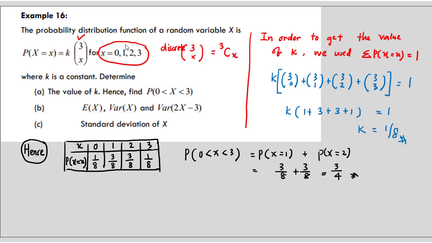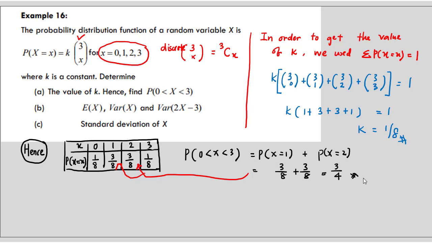Now finding the probability of x between 0 and 3. It means there is no equal sign at 0 and 3, so automatically the two values will be excluded. We just need to find 1 and 2. After that, you just refer to the table: x equals to 2 and x equals to 1, and sum up the probabilities and leave your answer in the simplest form. Okay, this is how we find the probability. After we get the probability, let us proceed to the next part.